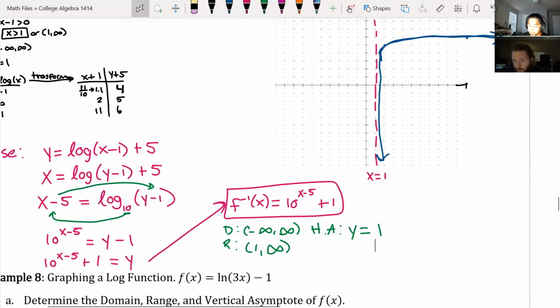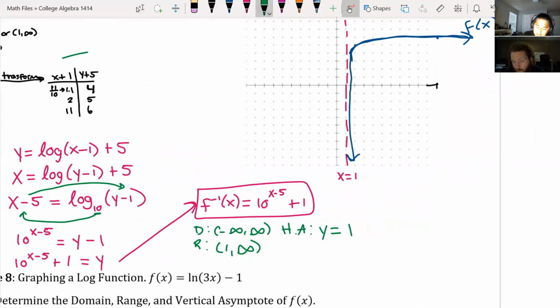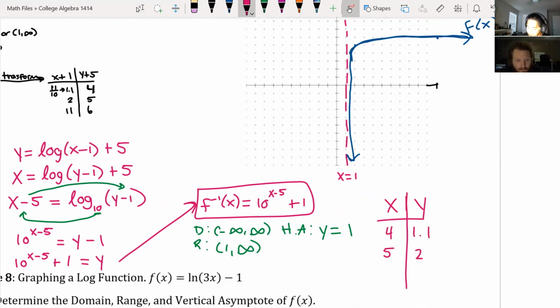And we don't need to pick new points. We are going to take this XY chart and flip it. So I'm going to say X, Y. And now if I do 4, I'll get 1.1. 5, I'll get 2. 6, I'll get 11. And let's go ahead and plot this on the graph.